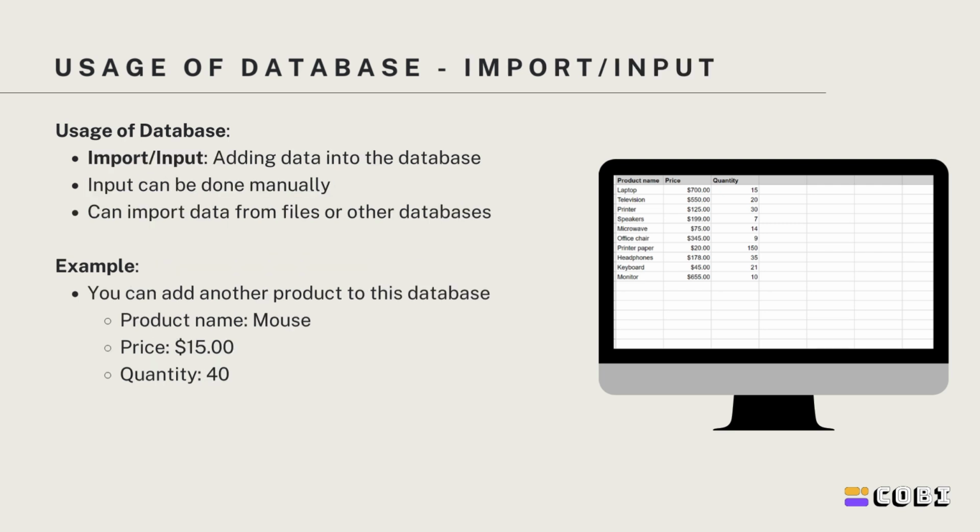Next, import and input. These are methods for adding data into the database. Input can be done manually, or you can import data from files or other databases. For example, we can add another product to this database of product names. We're going to add the product name mouse, give it a price of $15, and give it a quantity of 40.